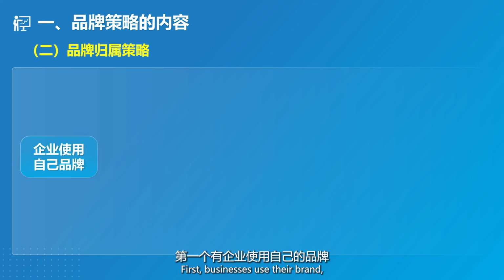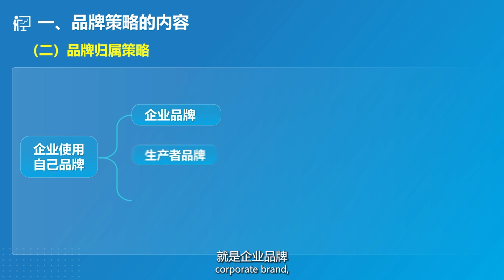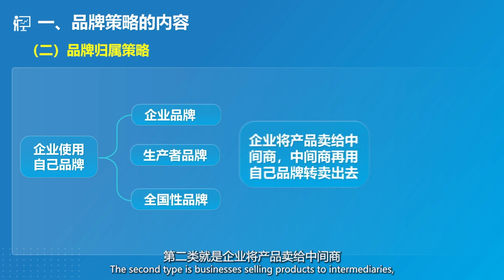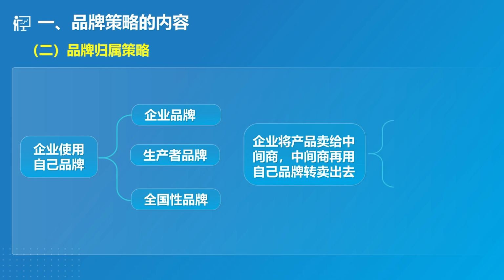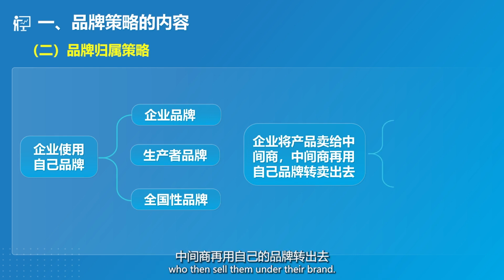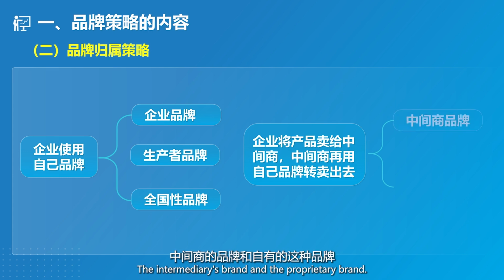The second aspect is the strategy of brand ownership. First, businesses use their brand, which is divided into three types: corporate brand, producer's brand, and national brand. The second type is businesses selling products to intermediaries, who then sell them under their brand. The intermediary's brand and the proprietary brand.